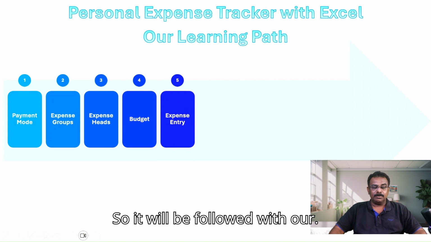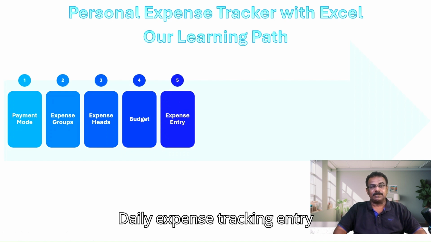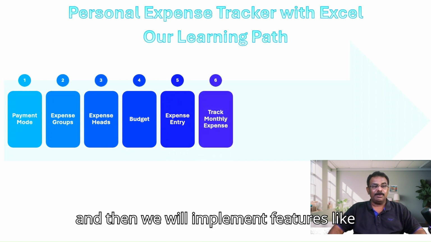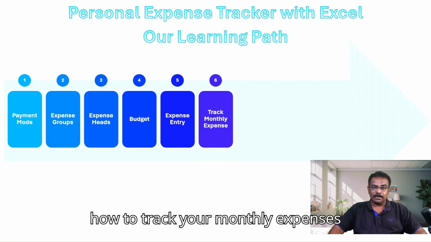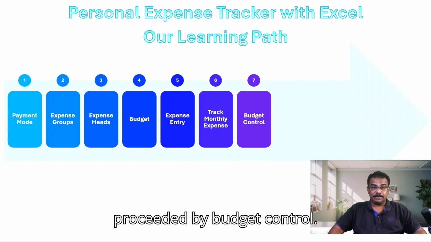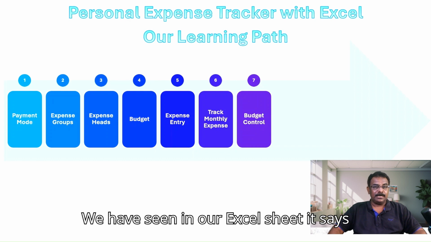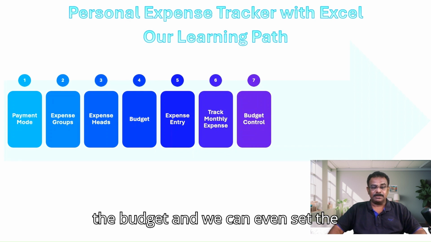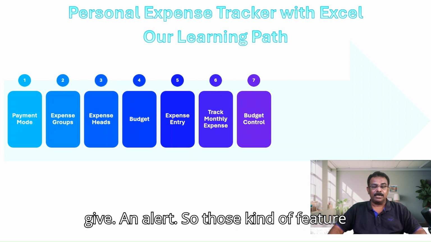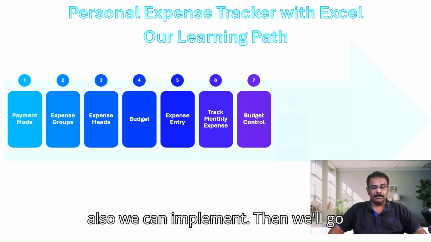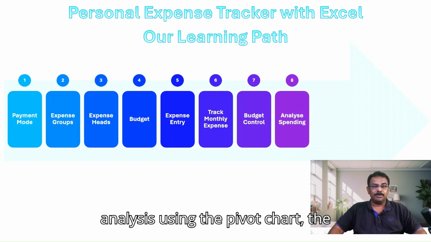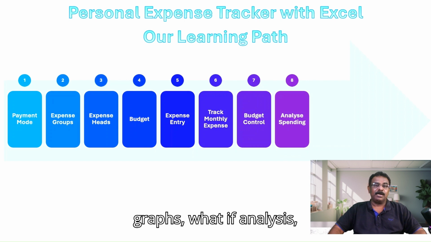So it will be followed with our daily expense tracking entry sheet, and then we will implement features like how to track your monthly expenses, followed by budget control. We have seen in our Excel sheet, it shows the red color if you are exceeding the budget. And we can even set a limit, so that when you are exceeding the budget, it can give you an alert. Those kinds of features we can also implement. Then we'll go ahead with how we can do the analysis using the pivot chart, the graphs, what-if analysis, etc.